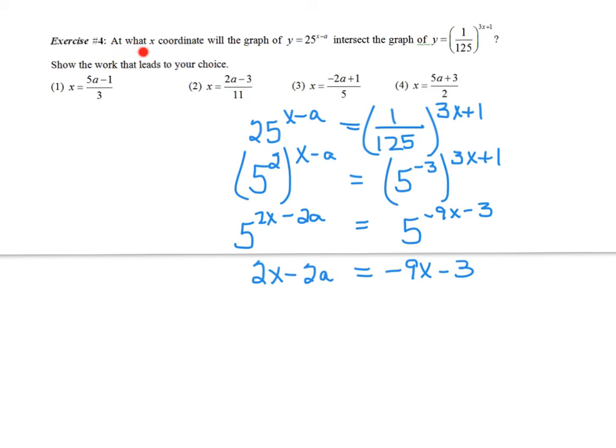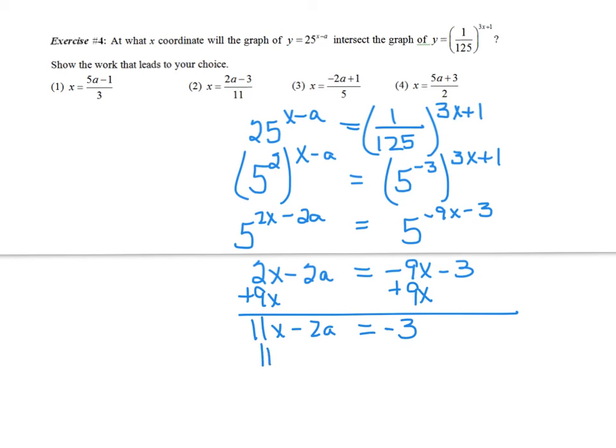We want to find the answer for the variable x. So we want to put our x terms together. So I want to add 9x to both sides of the equation. That's going to give me 11x minus 2a equals negative 3. Since I'm solving for x, I'm going to add 2a to both sides of the equation. So 11x would be equal to 2a minus 3.